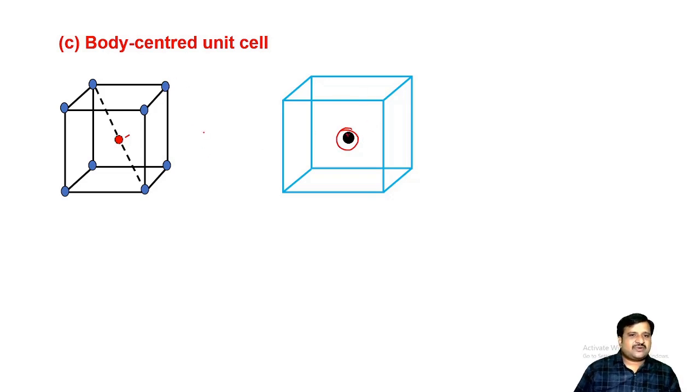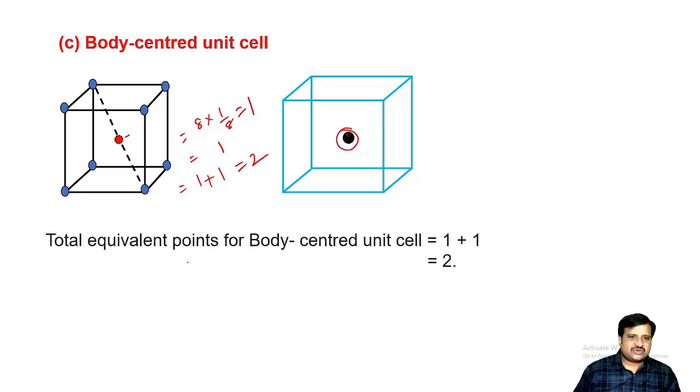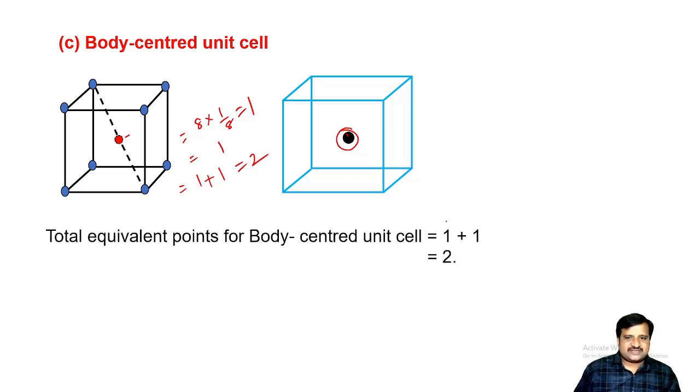So the total number of atoms for the body centered: the 8 corners, 8 into 1 by 8, equals 1, and the center point contains 1 atom, so that equals 1. Total 1 plus 1, there are 2 equivalent points for the body centered unit cell. So the total equivalent points for the body centered unit cell is 1 plus 1, 2.